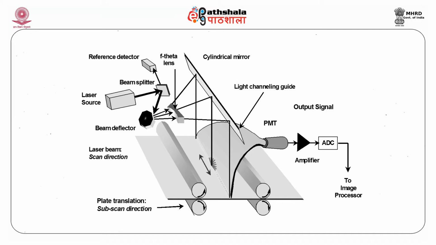The following diagram illustrates what is happening inside the CR reader. The CR reader has a laser source and it has a beam splitter. One part of the beam goes to the reference detector and the other to the beam deflector. From the beam deflector, the beam is deflected to the F theta lens and to the cylindrical mirror. From the cylindrical mirror, it is channeled through a light channeling guide, and this is absorbed by a photomultiplier tube, and from the photomultiplier tube it goes to the amplifier and to the analog to digital converter for processing.